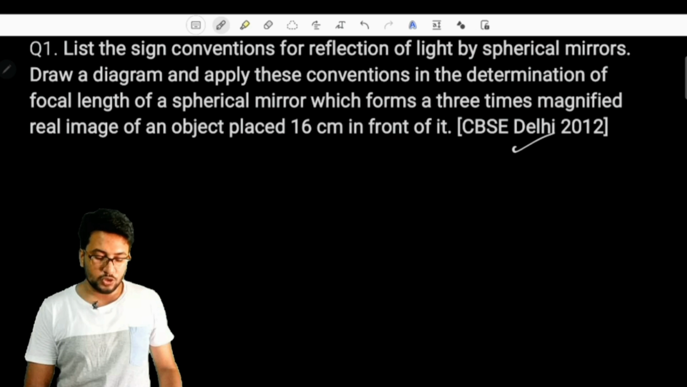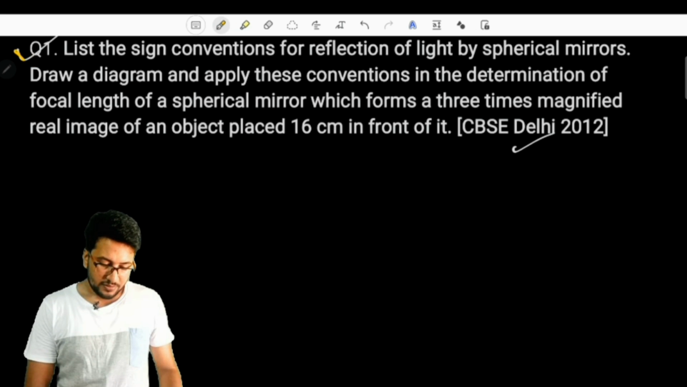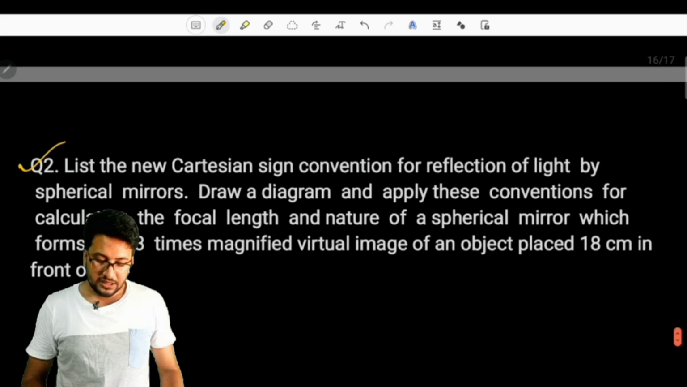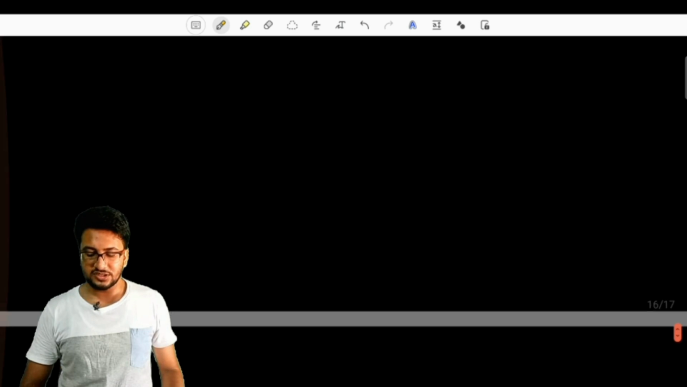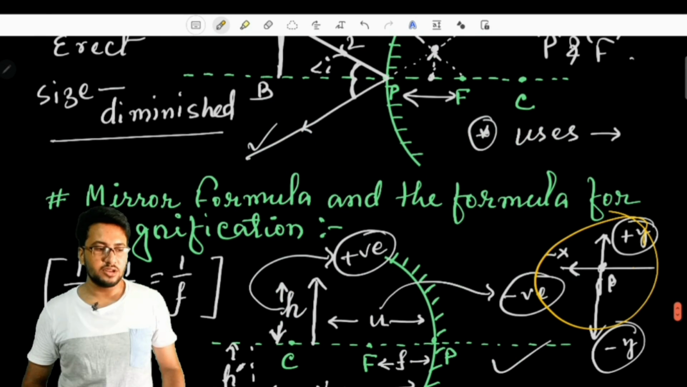This part of question number 1 is just similar to the first part of question number 2. You can see here the new Cartesian sign convention for reflection of light by spherical mirrors. Why is it called the Cartesian sign convention? Because it follows the Cartesian coordinate system that I have mentioned here.